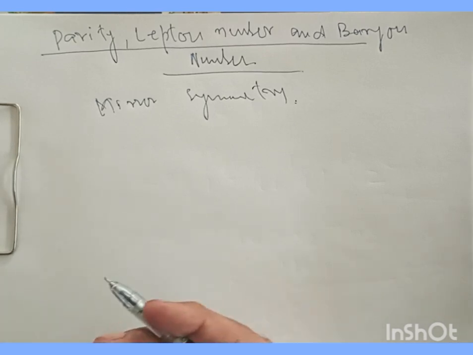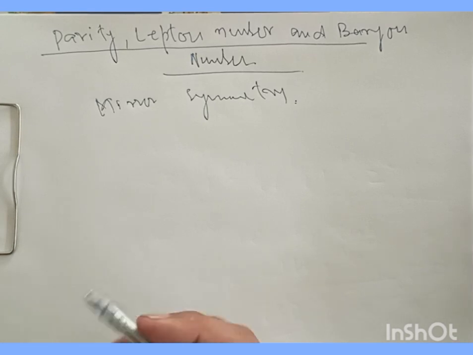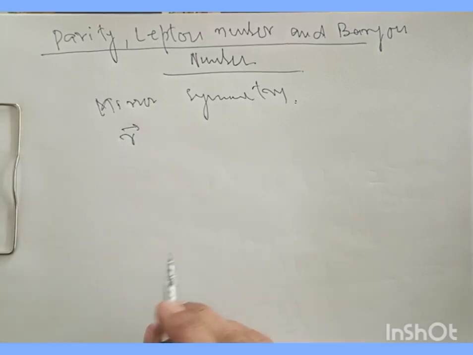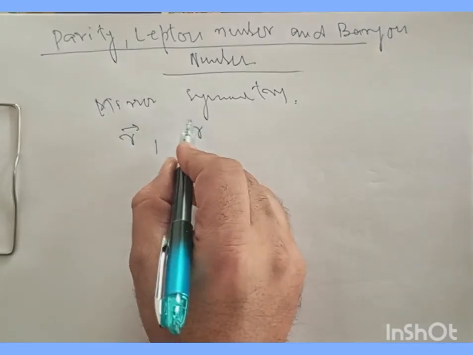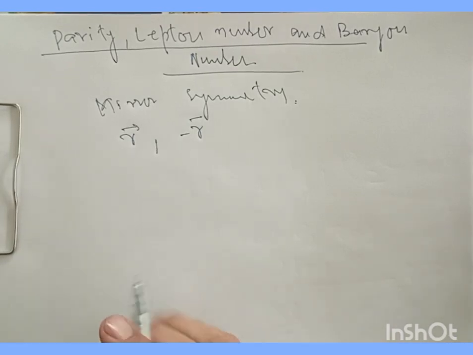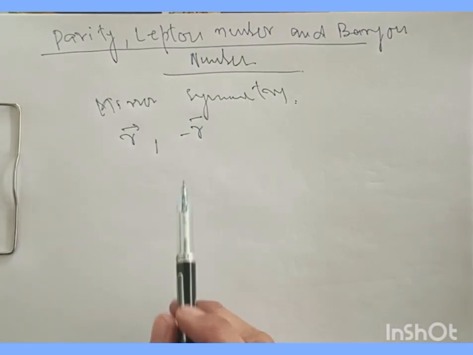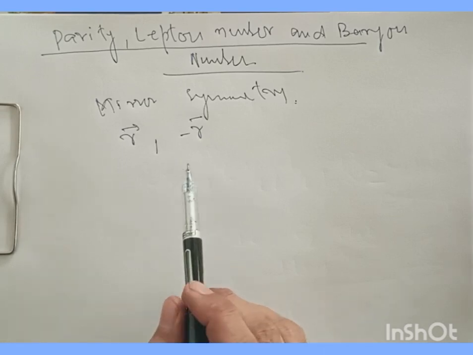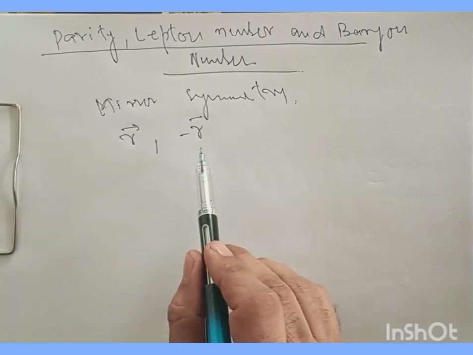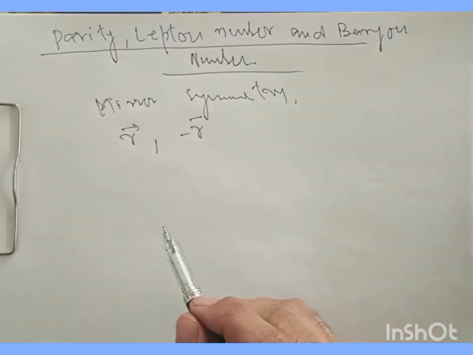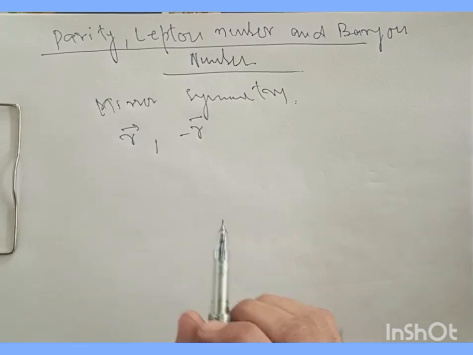Now, in classical mechanics, under parity transformation, suppose I have R and I change this R to minus R. Under parity transformation, this R is changed to minus R, and what it does is that the right-handed coordinate system is changed into the left-handed coordinate system, as we understand, and vice versa.